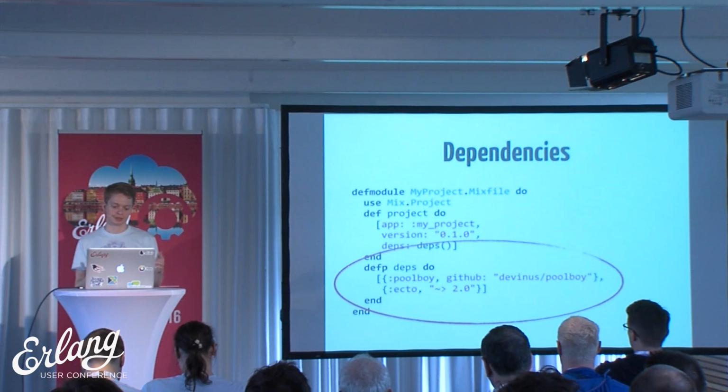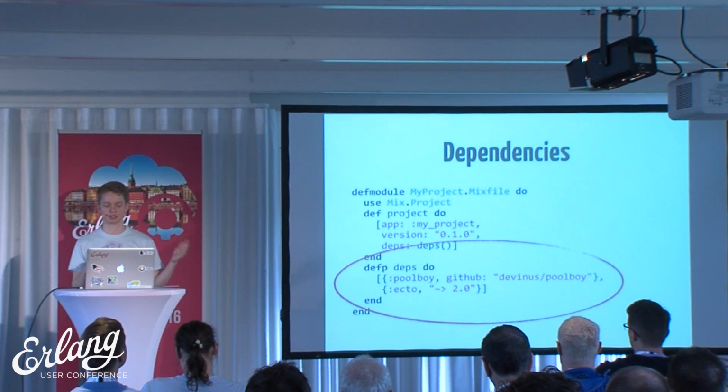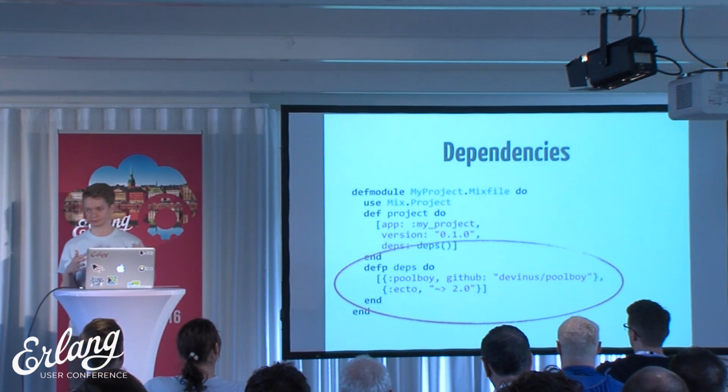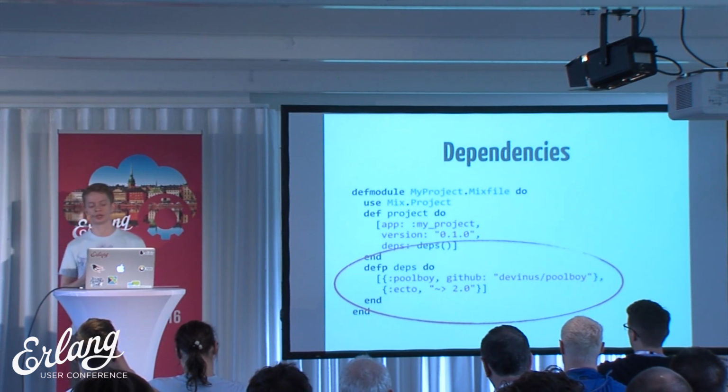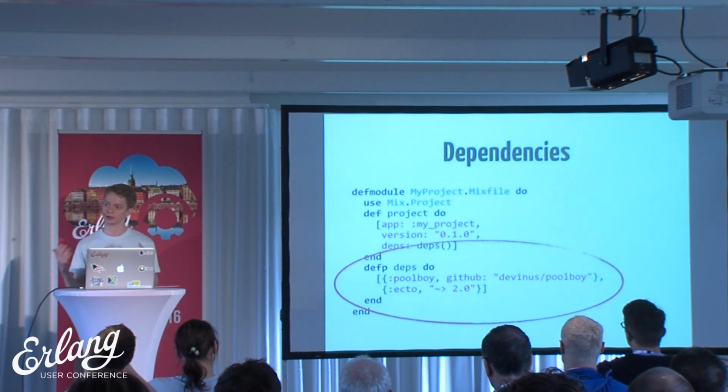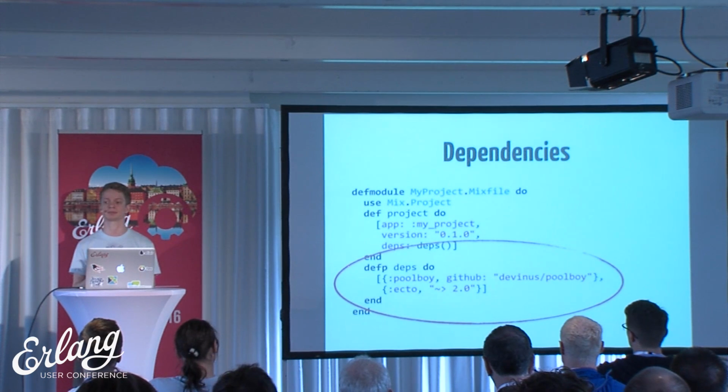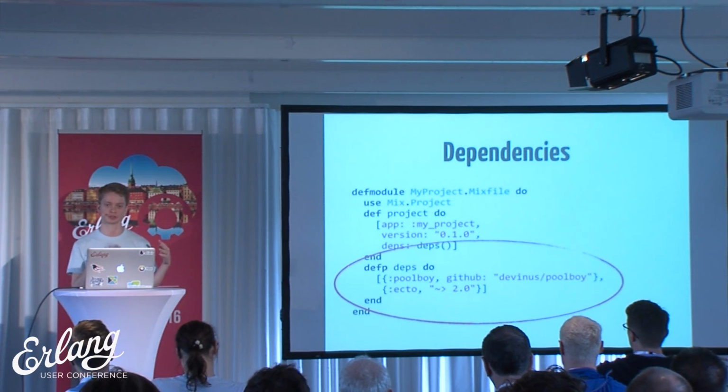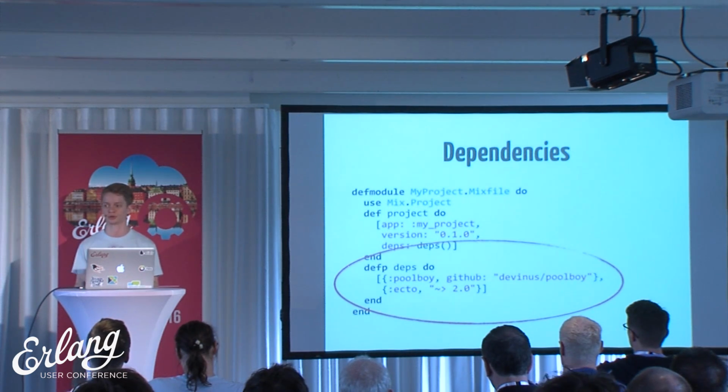Out of the box, Mix supports Git and path dependencies. A path dependency is just a project that exists on your local file system. Path dependencies are useful when you're working on a new feature or maybe fixing a bug or something like that, and you want to see how it works in a project context before you actually push the change to your version control.